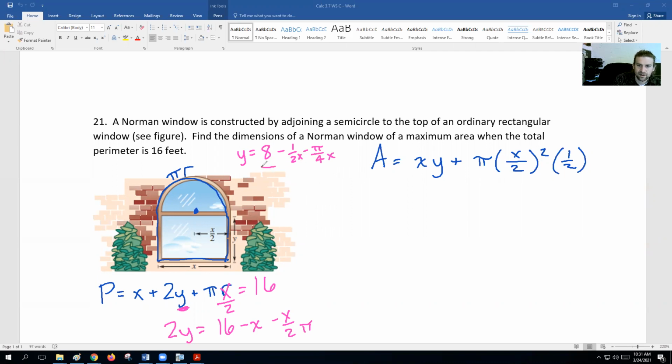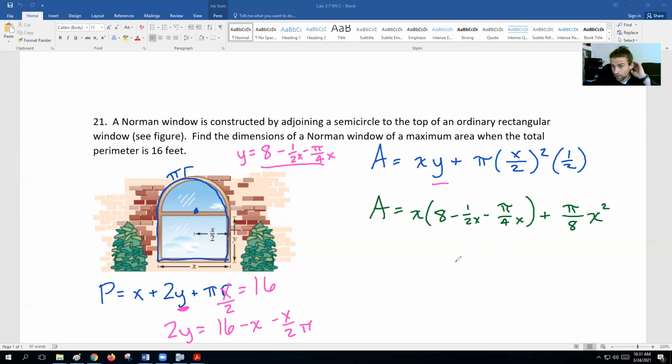Got the x there. All right, that's what we can substitute in here. So it gets a little messy. We've got x times (8 minus 1/2 x minus pi over 4 x), and then plus, and here I'll help you guys out on this one. If we take pi, and then we square this x over 2, so that's going to be x squared, and we square that 2, it's 4, and then times the half, that'd be pi over 8 x squared, or 1/8.